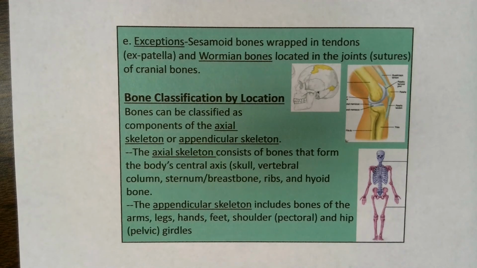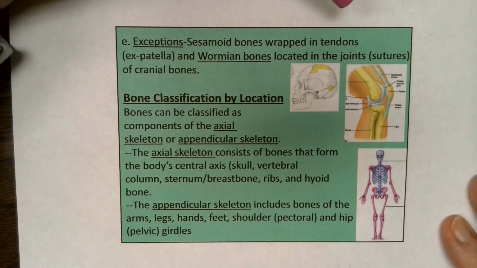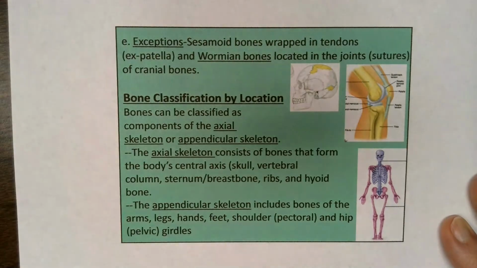And then wormian bones. These are little bones within the joints of the large bones that make up our skull. That little yellow bone right there, sorry, I keep putting my pen over everything I'm going to show you, that little yellow bone is a wormian bone. They're not always in the same place, and not always the same size in people, but again, just an exception. So we've got short bones, long bones, flat bones, irregular bones, and then these two exceptions. That's all based on shape.